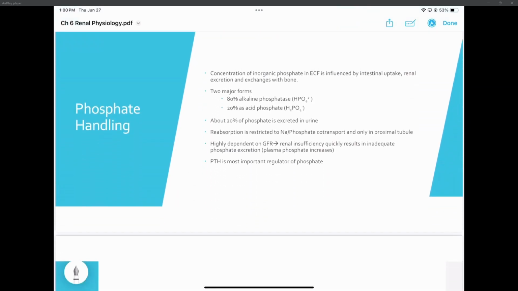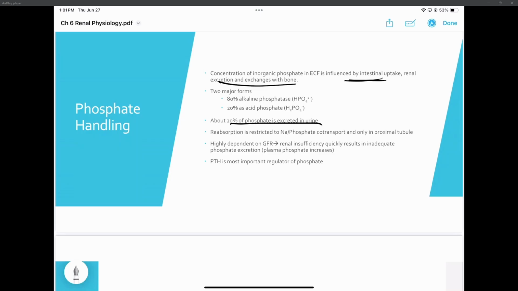This again is inorganic phosphate from what we eat and any exchanges with the bone as well. Phosphate is very important in bone formation, as well as calcium. There's two major forms. 80% is alkaline phosphatase. Alk-phos, we use that as a marker of liver function as well. And 20% is acid phosphatase.